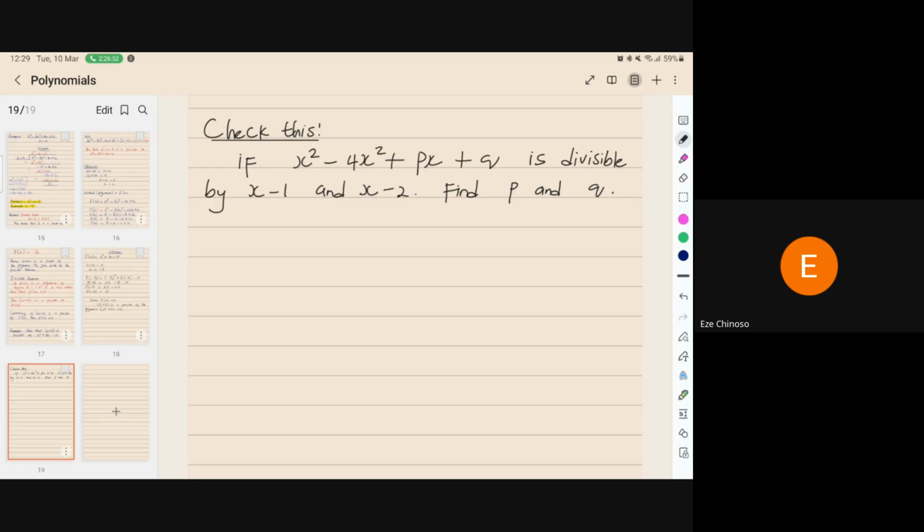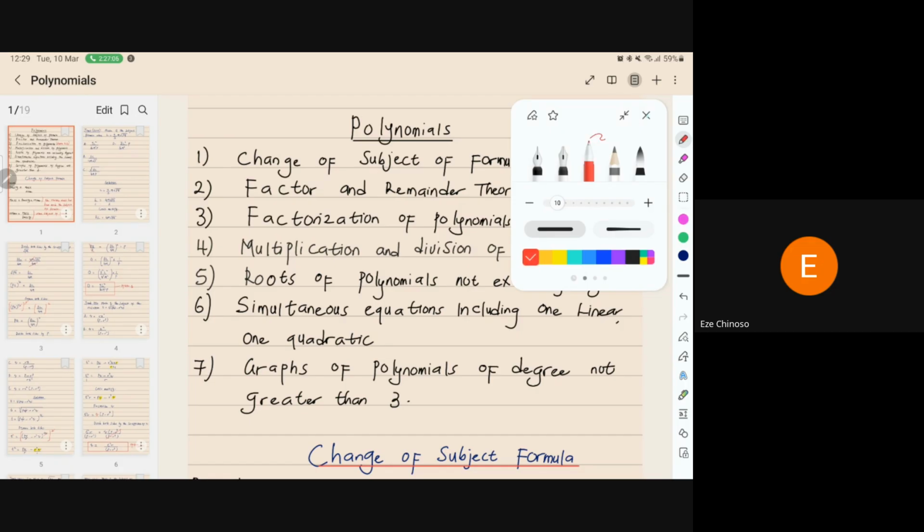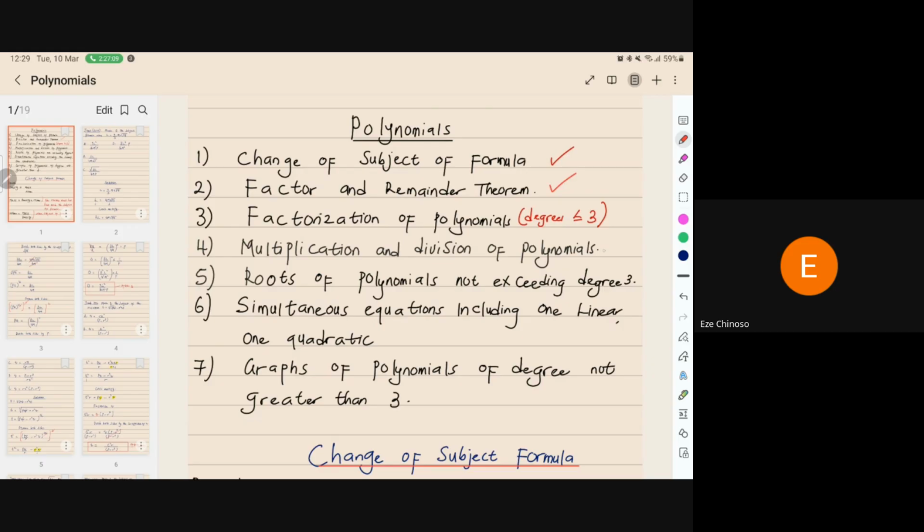So when you solve, you can send the answers to me on the chat. It's time for their biology class. So all the best, guys. I hope you understood everything that we did today. So send your answers for p and q to me, right? Today I looked at factor and remainder theorem, and I also touched on multiplication and division of polynomials. So it's up to us to look at factorization of polynomials; it shouldn't be a problem. You should know how to factor polynomials and how to get the roots. I will see you on Thursday, and we should do more so that we can cover these polynomials and then look at binary operations. If you have any questions, do well to ask me.